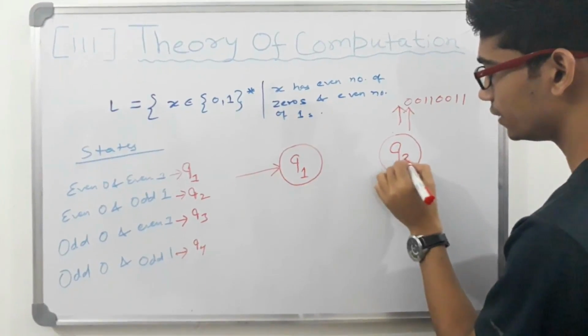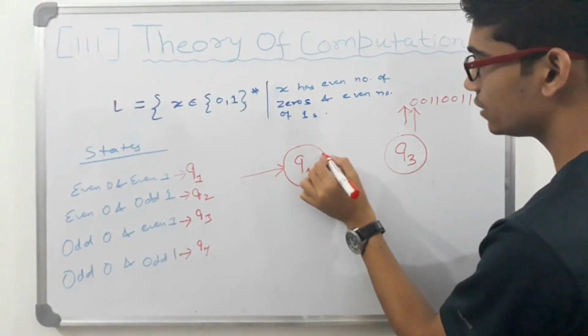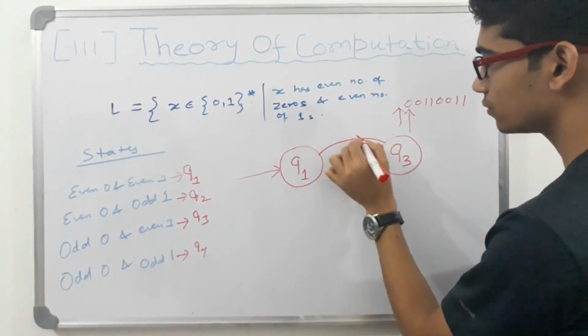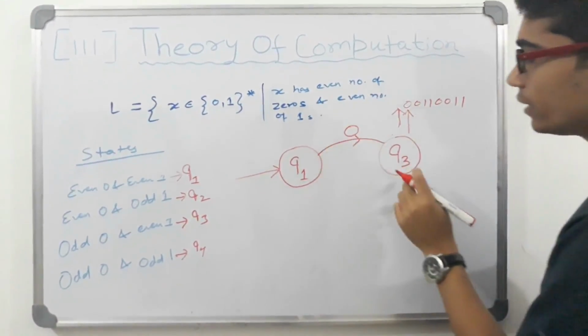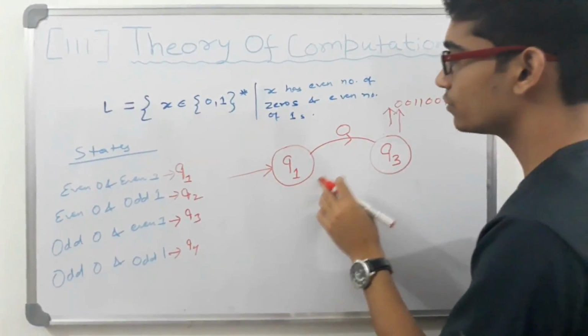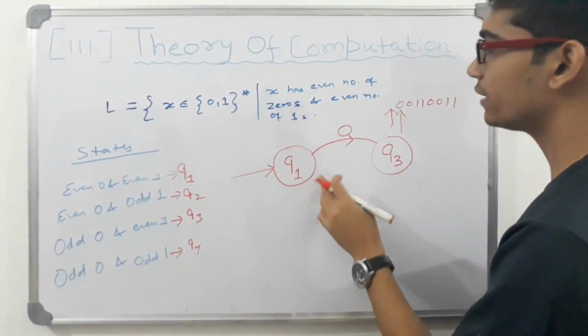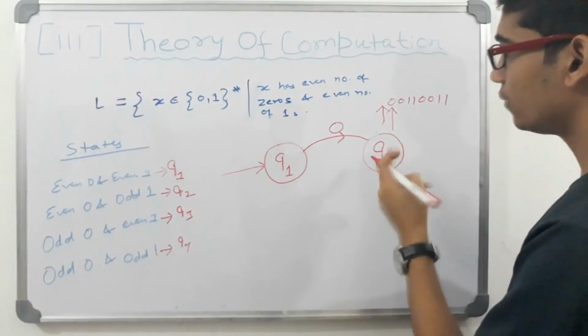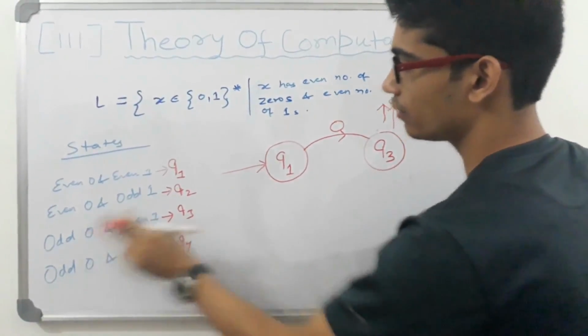This is your q3. Okay, so when I see a 0, I go here. Why do I go here? Because seeing a 0 makes your number of zeros odd and number of 1s even, only because you haven't encountered any 1. So q3 is even 1 and odd 0. Very good.